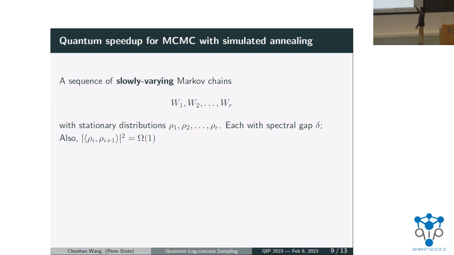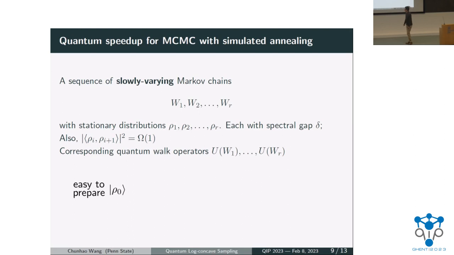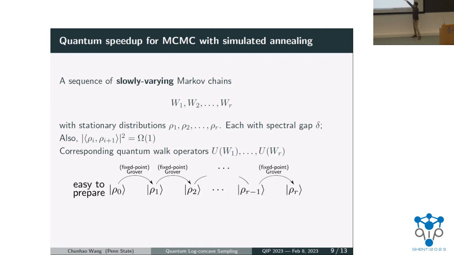Again, we assume we have a sequence of slowly varying Markov chains, and in addition, for each Markov chain we can build the quantum walk operator for it. Now, we start from some initial distribution state that is easy to prepare, and we can implement the reflection about this and the reflection about this. Then we use Grover iterators to rotate from here to here, right? And then I just keep going until I rotate to the last distribution state, which should be close to something I want.